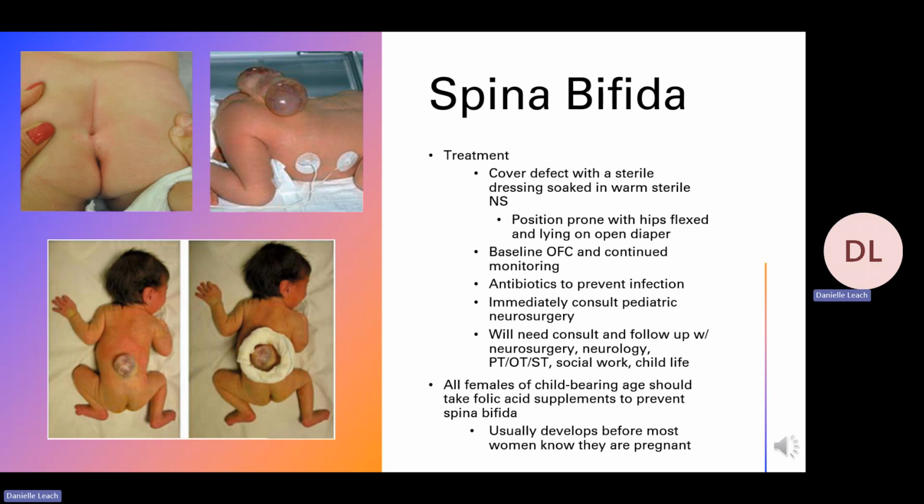Treatment for spina bifida. If you're at the delivery or taking care of a baby with spina bifida, one of the first things we want to do after the baby's born is immediately cover the defect with a sterile dressing soaked in warm, sterile, normal saline. Similar to babies with omphalocele or gastroschisis, we want to keep this sac that's protruding on the outside of the body moist so that it doesn't dry out.